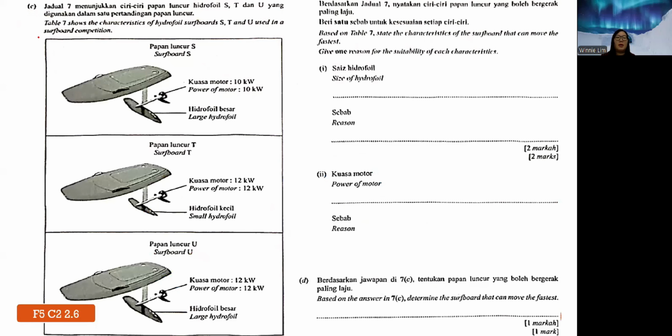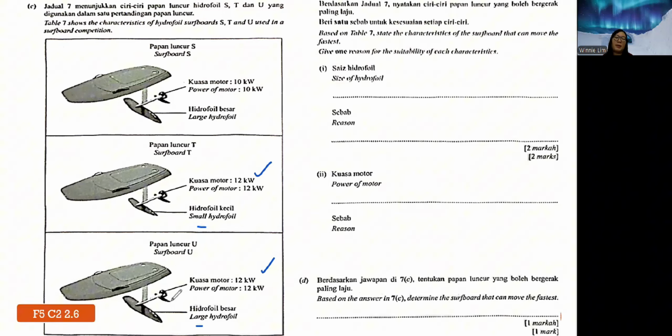Okay, then C. C is a part that's similar to the section B essay questions, but the characteristics are fewer compared to the essay one. They show the hydrofoil surfboards of S, T and U used in the surfboard competitions. Based on the table, state the characteristic of the surfboard that can move the fastest. So size of the hydrofoil, should it be bigger or smaller? And then the power of the motor. Of course, in the power context, we want it to be high power.